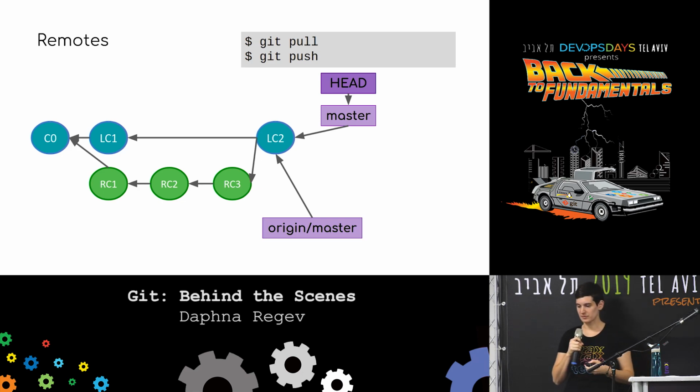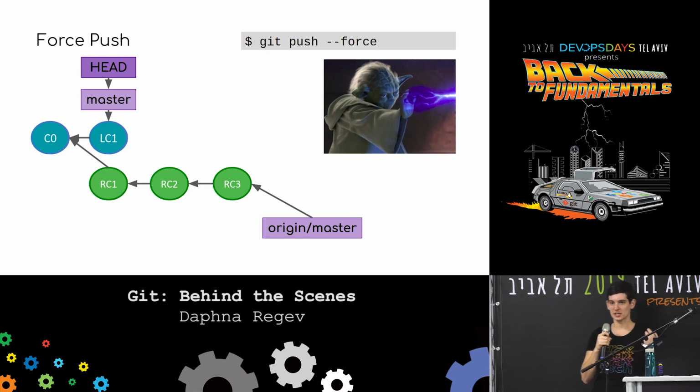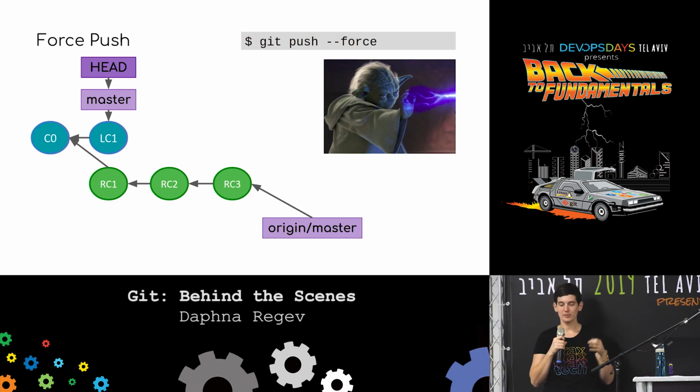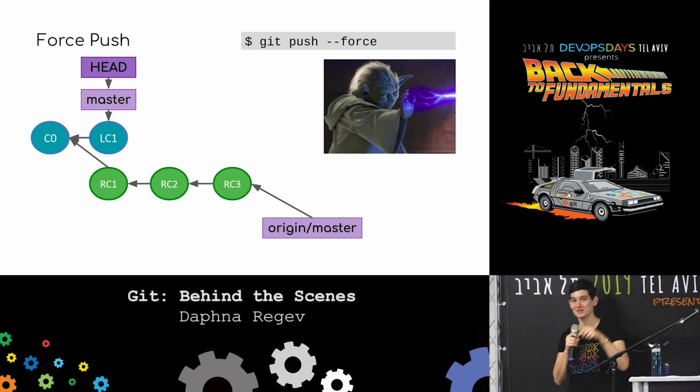Okay, so that's great. But sometimes, what happens if we didn't want to do this merge before we pushed? Maybe we didn't know that there are changes in the remote repository. Maybe we made our changes and now we just want to push. Git will tell us, no, you can't push. There are changes in the remote repository. But what if you really, really want to push? We could, in that case, use force push.